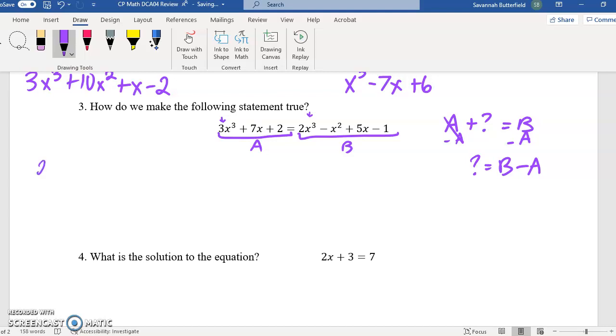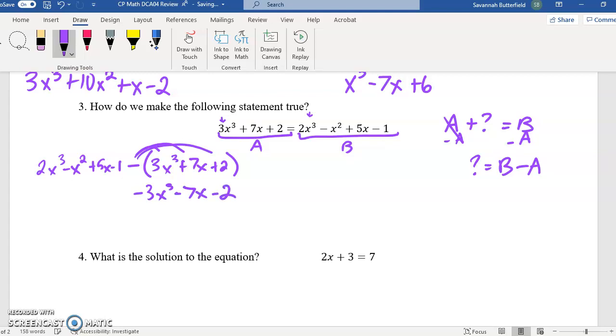So what I'm going to do is take the 2x cubed minus x squared plus 5x minus 1, and I'm going to subtract everything from A. So we're going to subtract 3x cubed plus 7x plus 2. And this is just like the last problem. We're going to distribute that negative, and we're going to have minus 3x cubed minus 7x minus 2. And then I'm just going to combine my like terms and figure out what would make this statement true. So what is missing on that left side to make it equal to the right side?